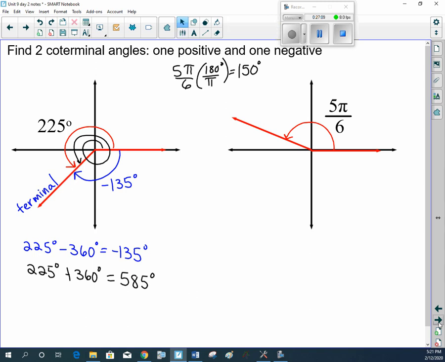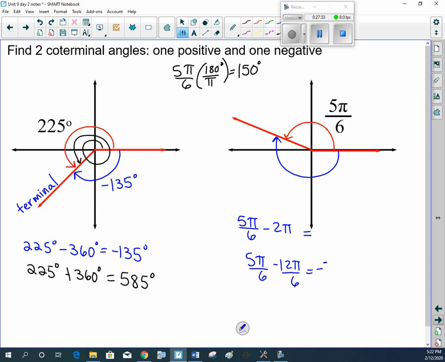So this angle rotated 5 pi over 6 to get this direction. Well, to go this way, I would take 5 pi over 6, and instead of subtracting 360, I would subtract 2 pi, because I'm in radians. Get a common denominator and subtract, and you end up with a negative 7 pi over 6. So one of your coterminal angles would be a negative 7 pi over 6.